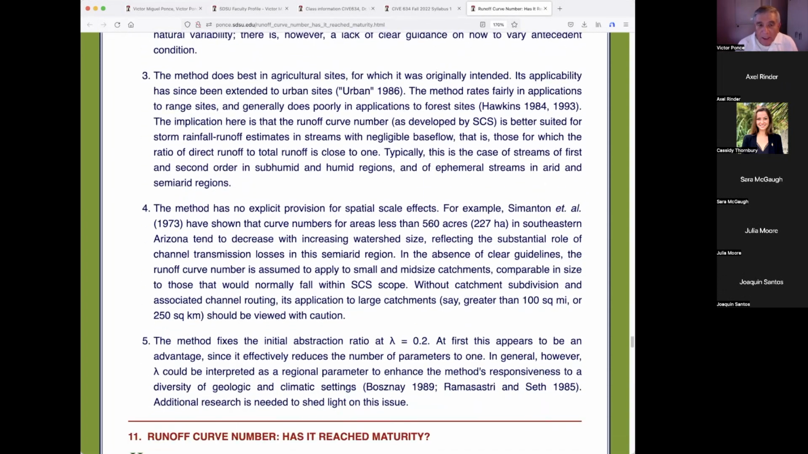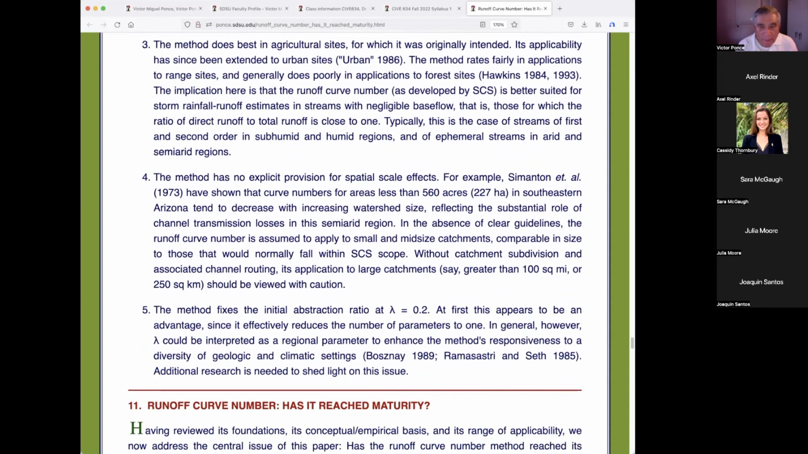Okay? The method does best in agricultural sites for which it was originally intended. Its applicability has been extended to urban sites, and the method rates fairly in applications to range sites and generally does poorly in applications to forest sites.